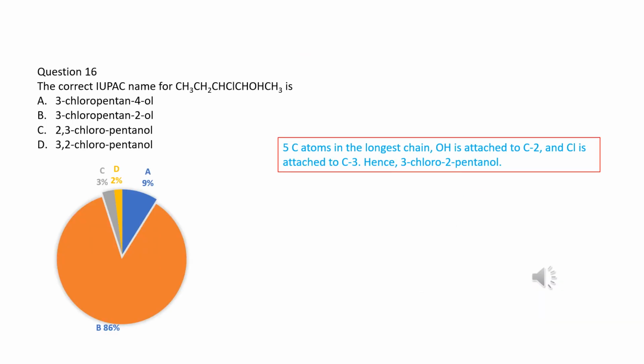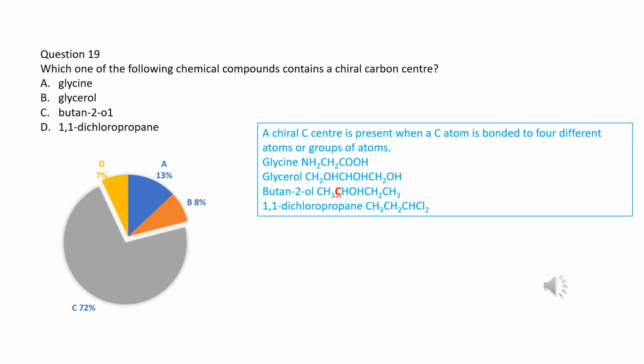5 C atoms in the longest chain, O is attached to C2, and Cl is attached to C3. Hence, 3-chloro-2-pentanol. So, the correct answer is B. A chiral C center is present when a C atom is bonded to 4 different atoms or groups of atoms. Only butan-2-ol contains an atom that is bonded to 4 different atoms or groups.